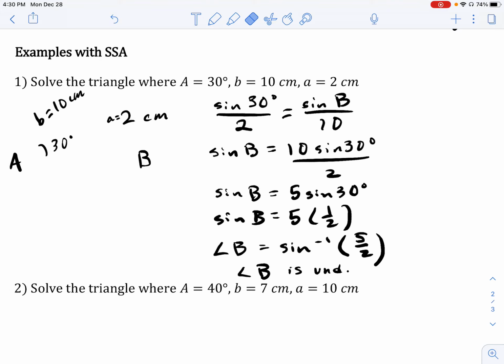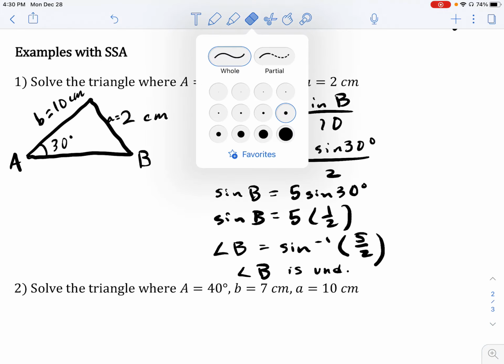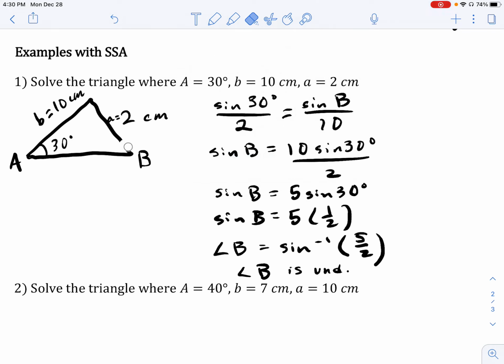But let me go back and erase this partially. What we actually see here is that side A was so small that it actually looks something like this if we were given that. And so what we're trying to see here is, if you were to think about trying to form this triangle, is there any angle B that I could use to make this triangle exist?